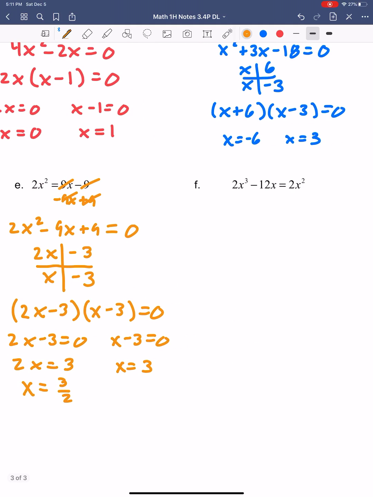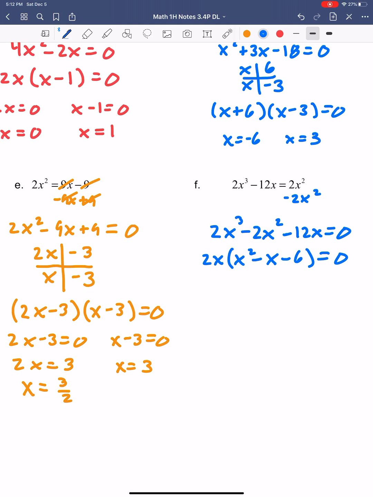And then last one here, letter F, going to go ahead and start by subtracting 2x squared so that I have a 0 over there. And I'm going to write it in standard form, right? So 2x to the third minus 2x squared that I just took from the other side minus 12x. Notice I'm counting down with the exponents there in order. And now I'm going to take out a GCF. In this case, that's going to be 2x. And that'll leave me x squared minus x minus 6.